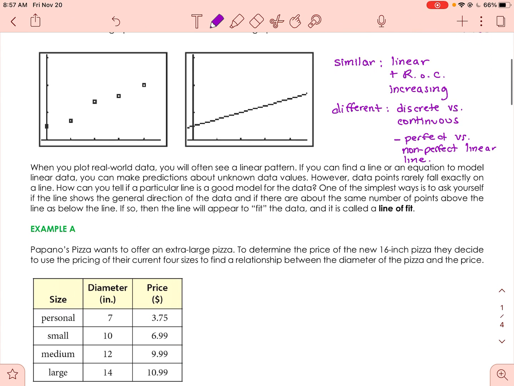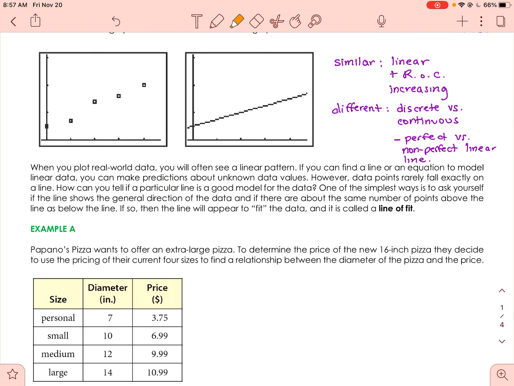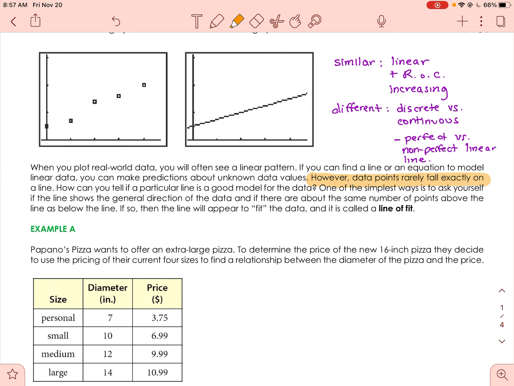So when you plot real-world data, you're often going to see linear patterns. However, when you're plotting real-world data, what you're going to find is data points rarely fall into a perfectly straight line. All right, so they rarely fall exactly on a line. And our question is, if we want to connect these points, how do we tell if our line that we draw or we use is a good model? Again, how can we tell if a particular line is a good model for our data?